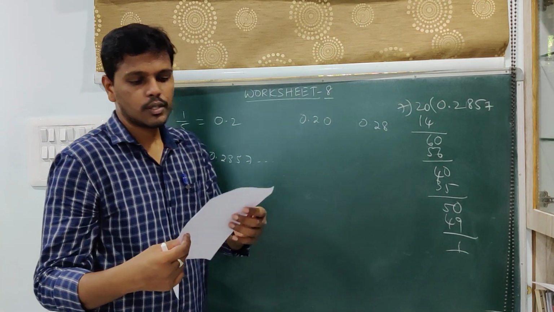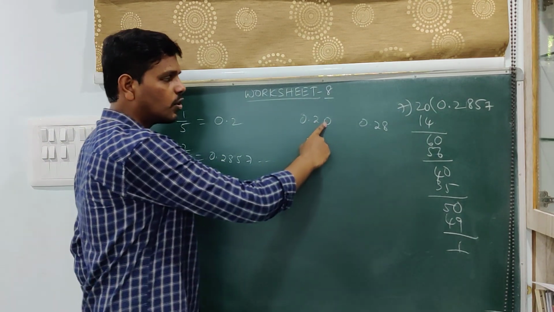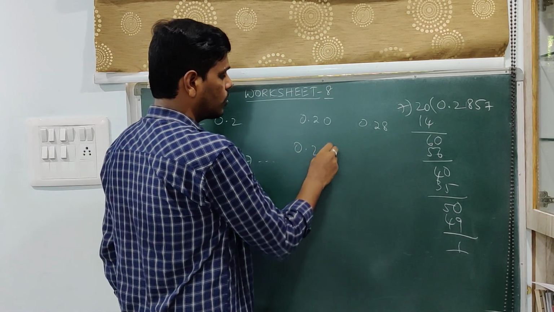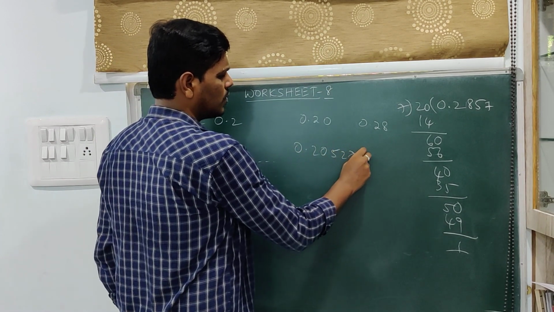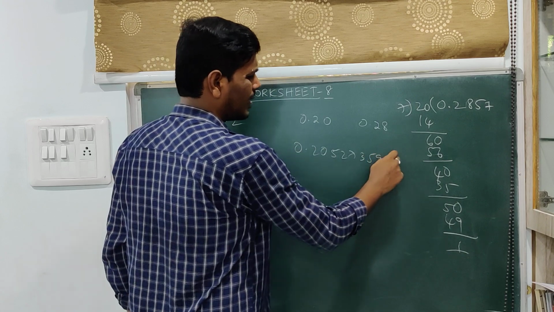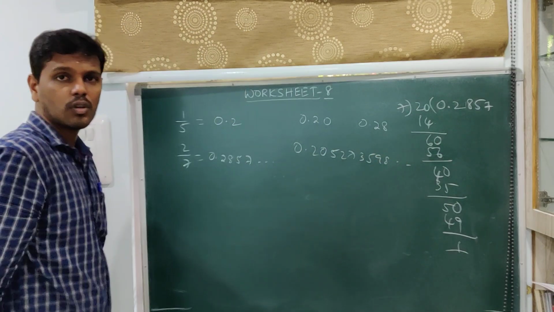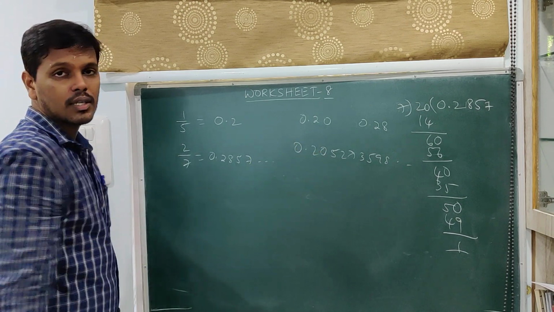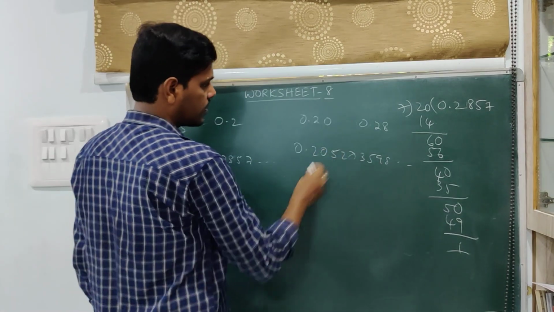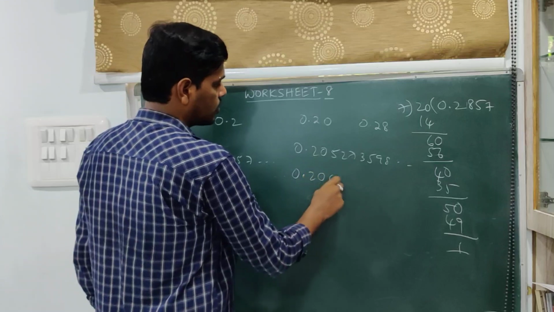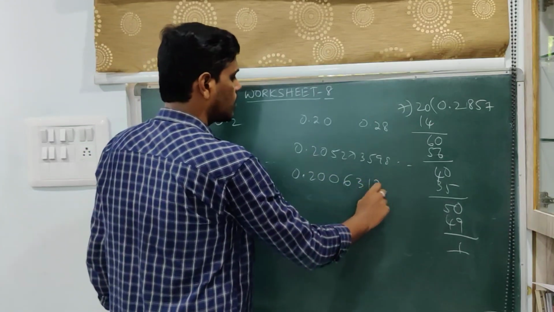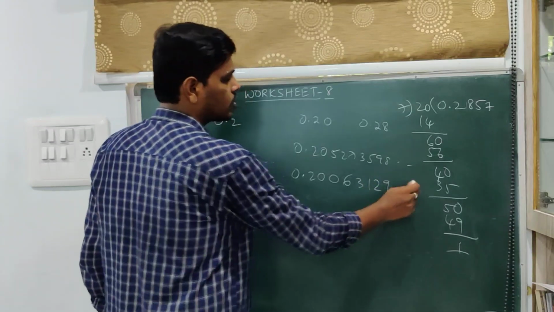Now we want only two irrational numbers. So increase the number of decimal places. That will give you an irrational number. That is, say, 0.205273598, and so on. Any number of this kind, that is a non-terminating non-repeating decimal, is your irrational number. You can also write one more, increase the decimals: 0.005 or 0.0063129, and so on.